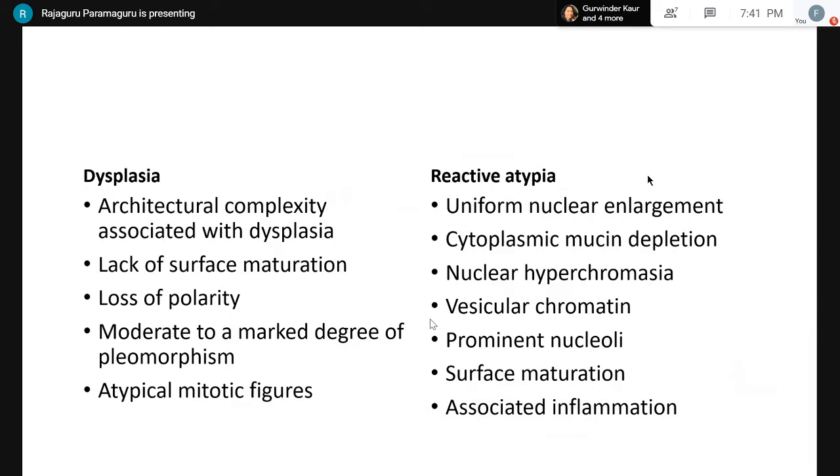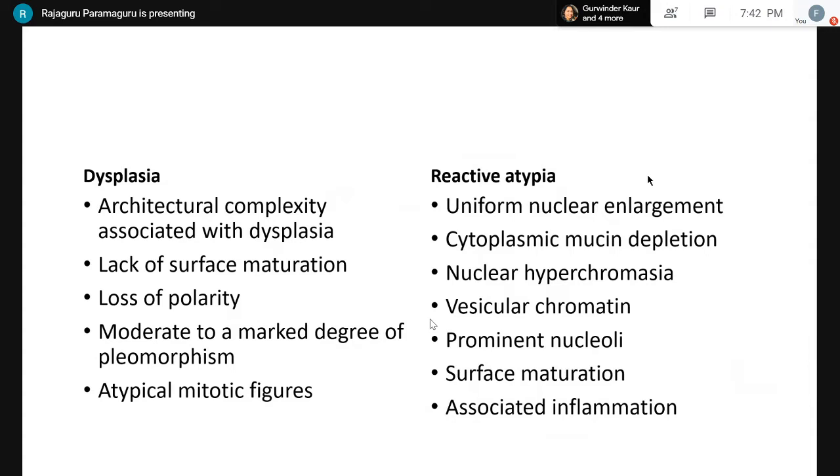The foveolar epithelium towards the base, as well as the surface, is going to show similar kinds of changes, with lots of nuclear stratification, atypia, mitosis, and loss of polarity, which points towards high-grade dysplasia. A moderate to marked pleomorphism might be seen. Atypical mitotic figures will be seen in a dysplastic change.